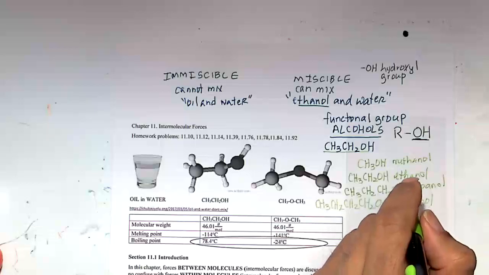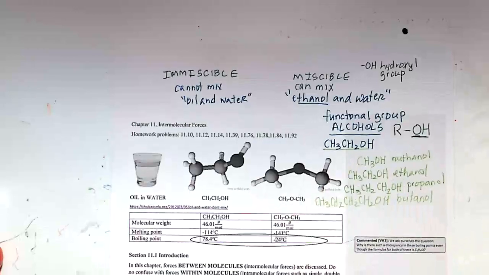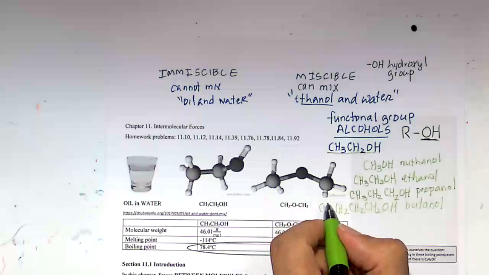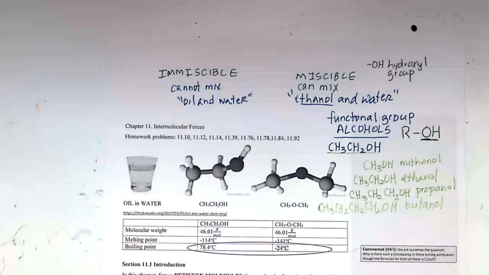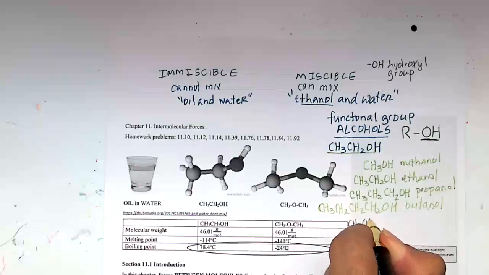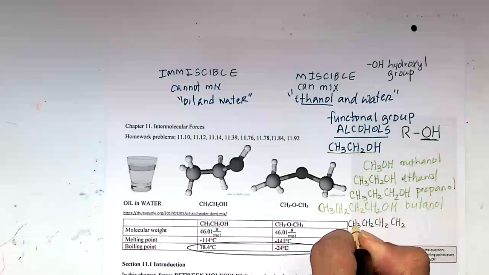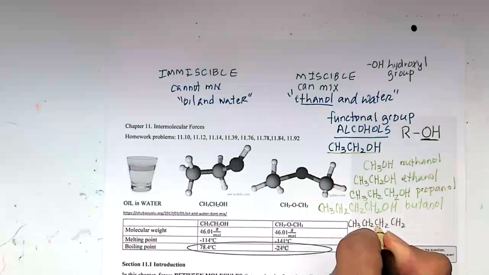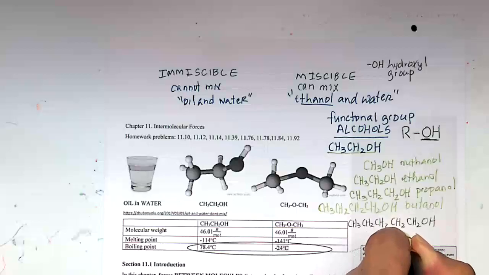Anybody smoke cigarettes? Cigarette lighters have butanol in them. So we're just adding incremental CH2 units. How about 5 carbons? Pentanol. 1, 2, 3, 4, 5, pentanol.